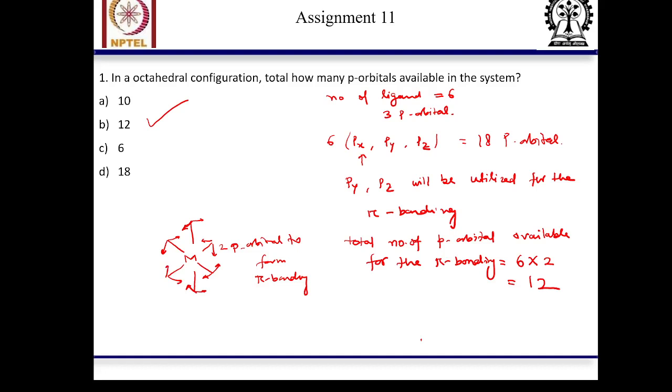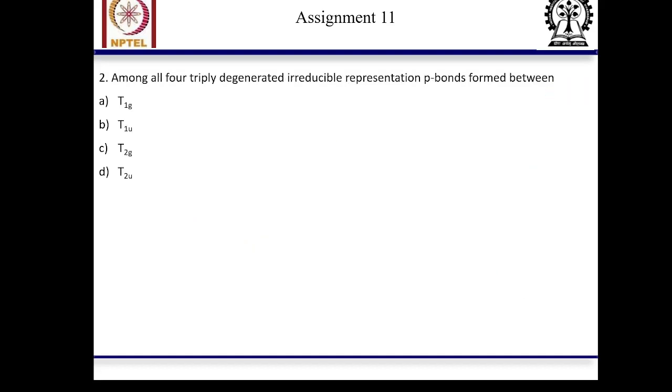Okay, so we have a total of 12 p orbitals available in the system for the pi bond. So we have to write for the pi bond. Among all four triply degenerate irreducible representations, the pi bond forms between which orbital? T1g, T1u, T2g, or T2u.